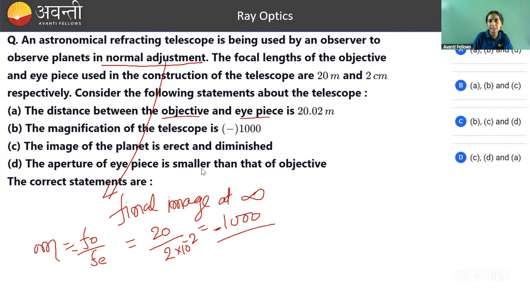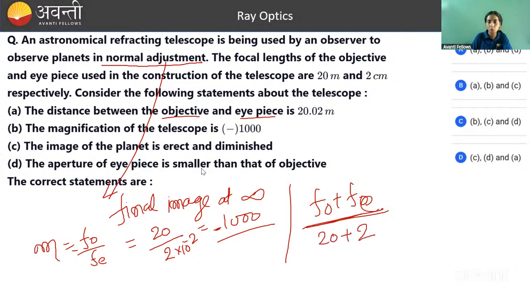Distance between objective and eyepiece, that is the tube length it is asking about, F naught plus Fe. ठीक है, यहाँ पे कोई साइन कन्वेंशन लगाने की जरूरत नहीं है because you're simply measuring the distance. So 20 plus 2. And this 2 is in centimeter, this is in meter. So this will become how much? 20.02 meter.